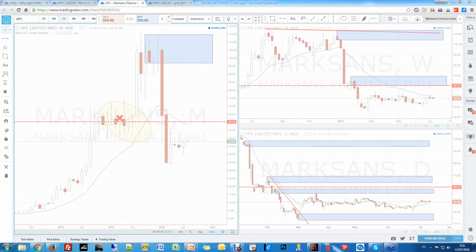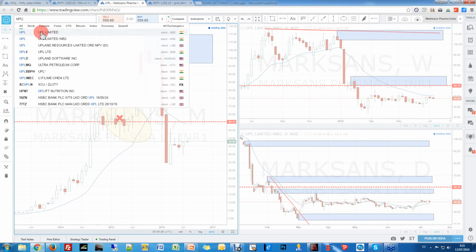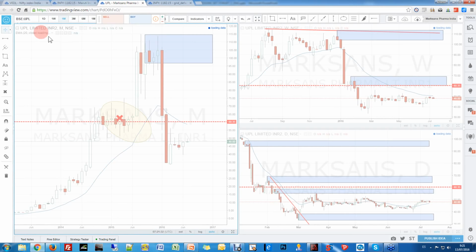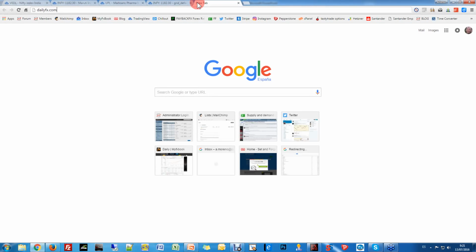I would love to analyze that one, but as you can see, I can't load it. UPL, this one, but it doesn't load. So let me try this one: dailyfx.com, and it has an embedded TradingView thing. So let's see if that works.